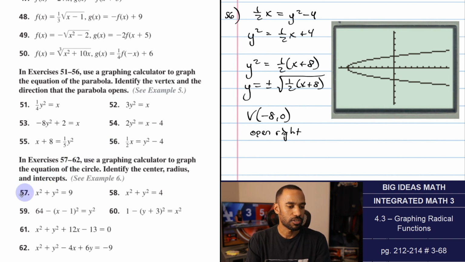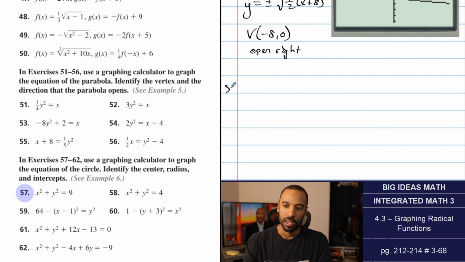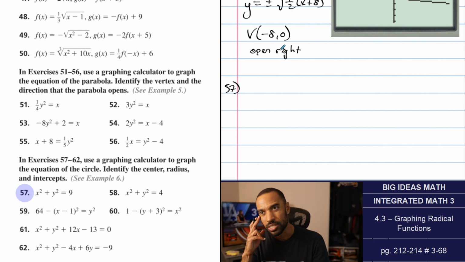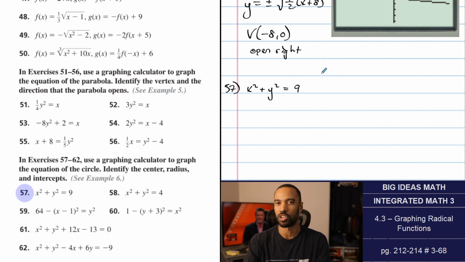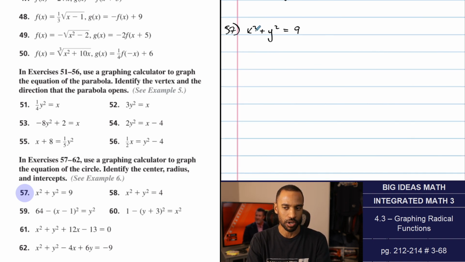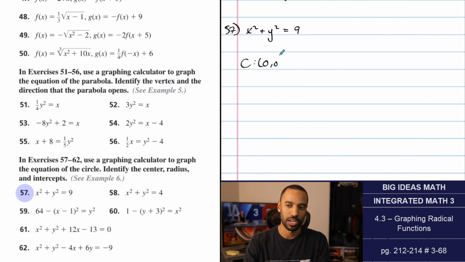All right, next exercise is 57. In exercises 57 to 62, use the graphing calculator to graph the equation of the circle. Identify the center, radius, and intercepts. Now, again, you might have graphed circles in IM2 in chapter 10. I think it was section 10.7. To give you a predictive answer, if you know the form of this stuff, the center in this case will be at the origin, and the radius will be 3.